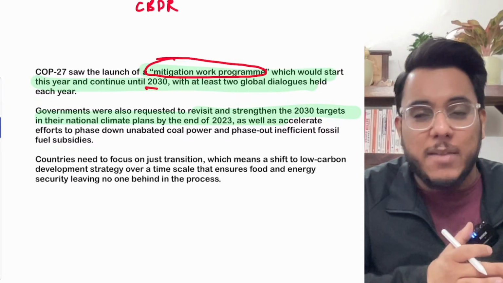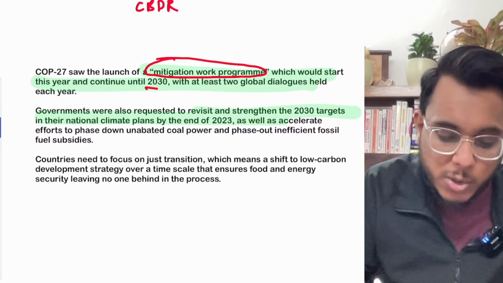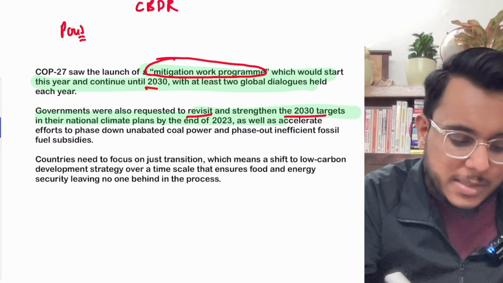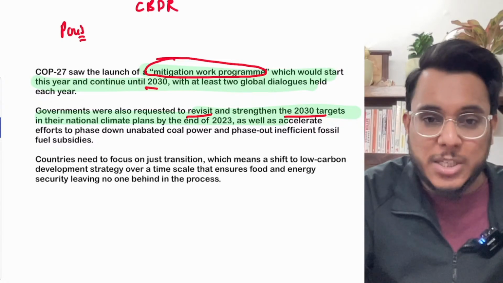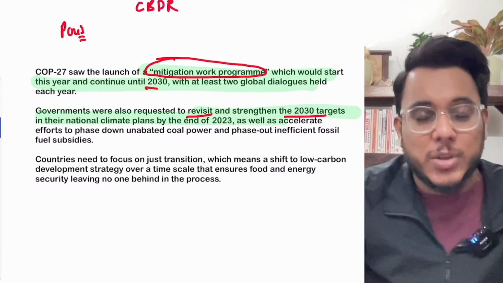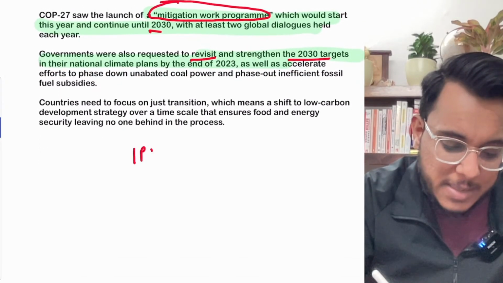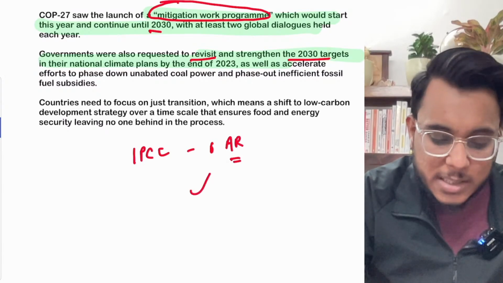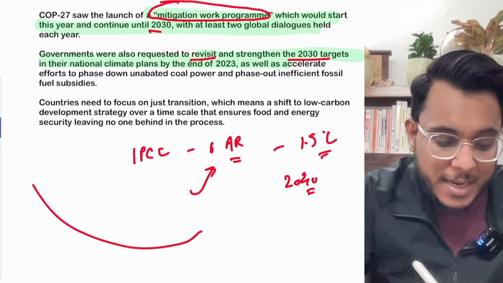This mitigation work program will try to see how the climate mitigations, etc., can be provided. Moreover, the governments in COP27 have also been requested to revisit and strengthen the 2030 targets. I have already given you the Paris pledges. The goals taken for 2030 for climate change are not sufficient, because even if they achieve them, the temperature rise will still exceed 1.5 degrees Celsius before 2040. Who is saying that? It is said by the IPCC, the Intergovernmental Panel on Climate Change, sixth assessment report. The IPCC sixth assessment report concluded that a 1.5 degree Celsius temperature rise will happen before 2040, even if we reach the INDC target.